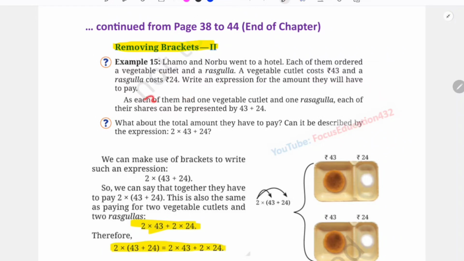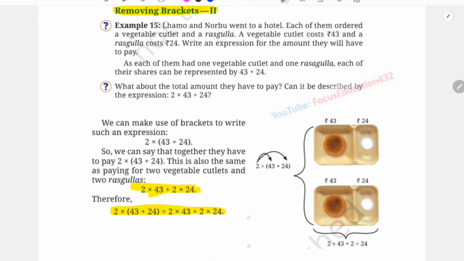Write an expression for the amount they will have to pay. So here one piece of 43 and one piece of 24 is ordered by both of them. Clear? So how do we write the expression here? If you write 2 multiplied by 43 plus 24 without brackets, it will be wrong. So 2 should be outside the bracket, because 2 sets of these 2 dishes are ordered. So 2 multiplied by (43 plus 24).